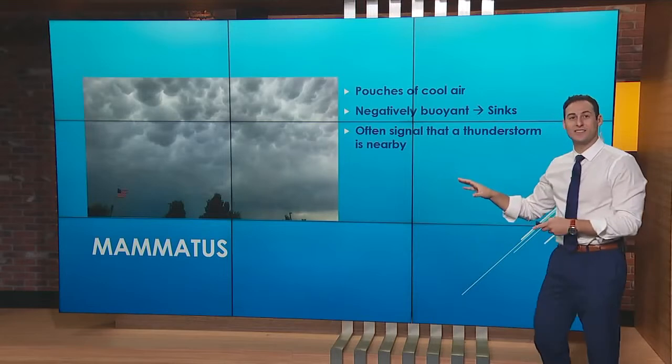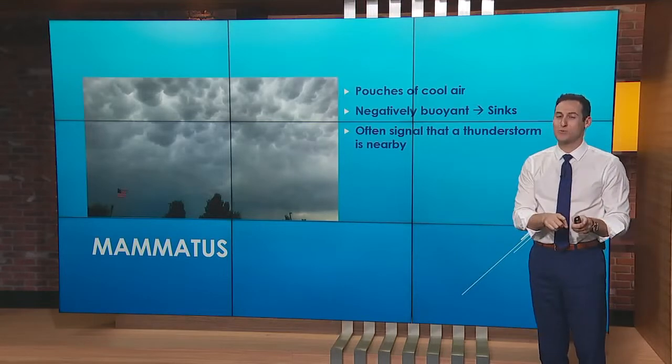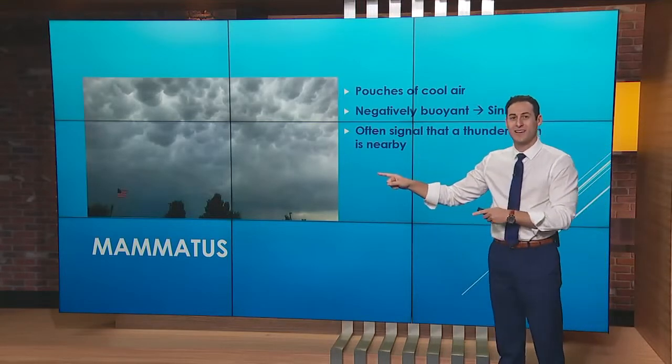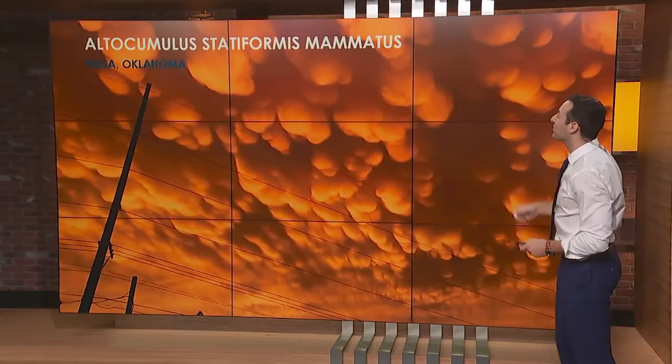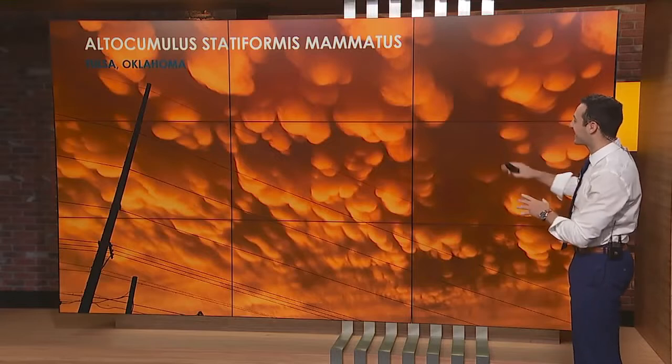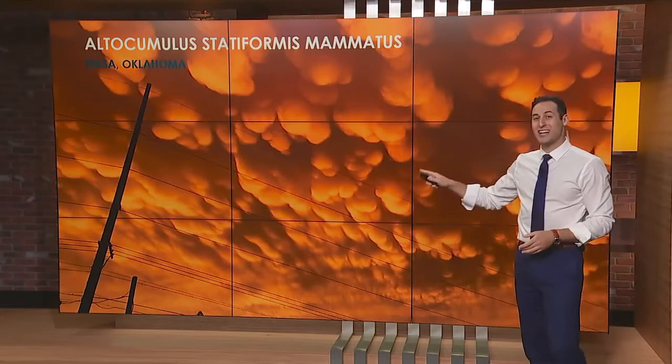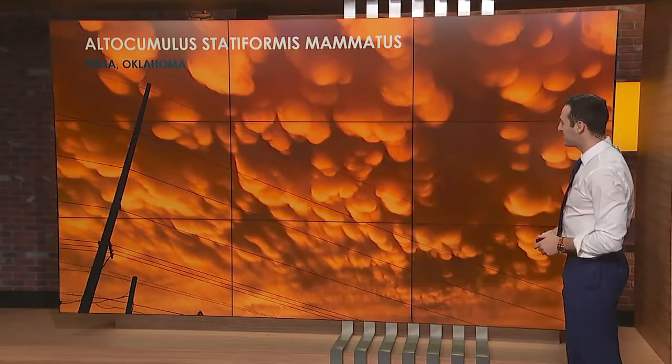And they often signal that a thunderstorm is nearby. So severe weather doesn't come out of mammatus clouds, but they usually are around mammatus clouds. And this is what Altocumulus stratiformis mammatus looks like in Tulsa, Oklahoma. If you catch these during sunset, man, you are in for a treat. How about that? A great glow.